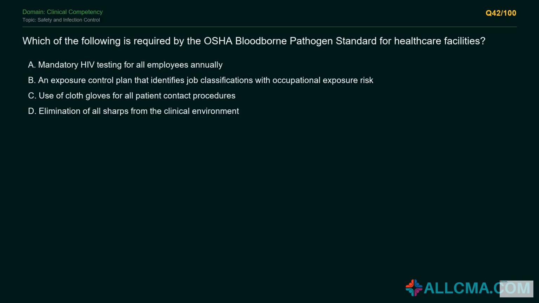Question 42. Which of the following is required by the OSHA bloodborne pathogen standard for healthcare facilities? Option A, mandatory HIV testing for all employees annually. Option B, an exposure control plan that identifies job classifications with occupational exposure risk. Option C, use of cloth gloves for all patient contact procedures. Option D, elimination of all sharps from the clinical environment.